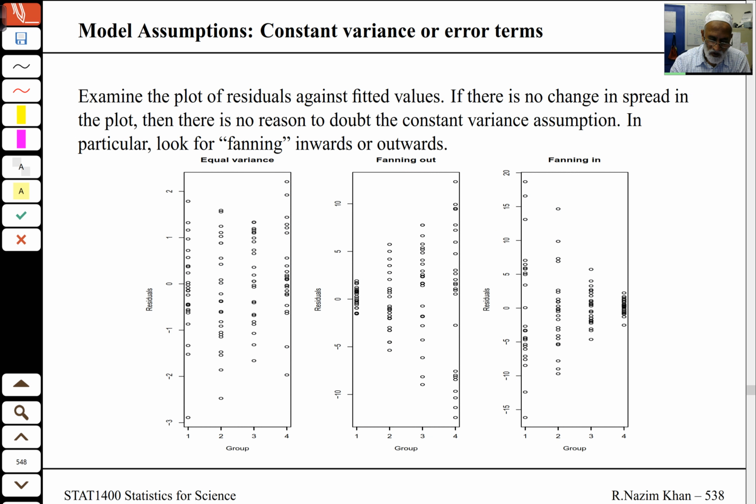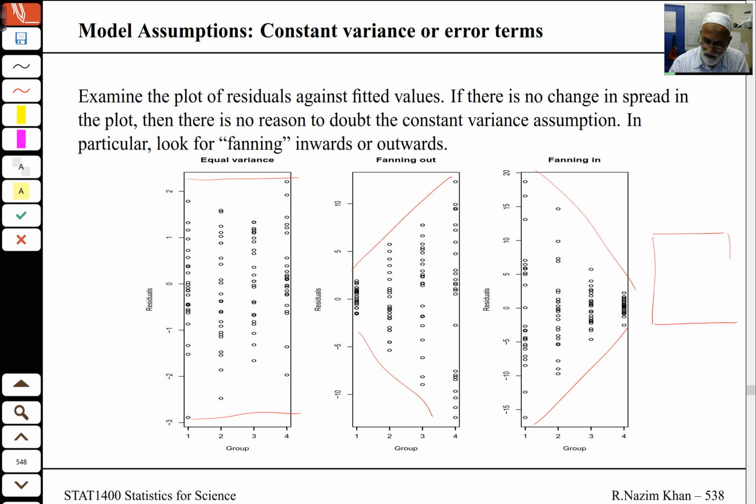Constant variance: we'll plot the residuals against the group means, the residuals against the groups essentially. And what we expect to see, for equal variance, is that the residuals should lie within a band of that kind. There are some outliers over here, but nothing serious. What we're looking for as far as unequal variance is concerned is typically what's called fanning outwards or fanning inwards.